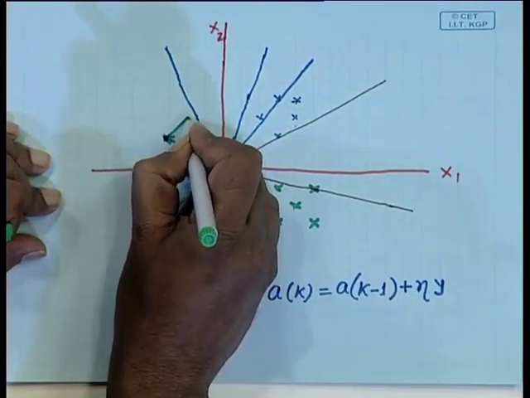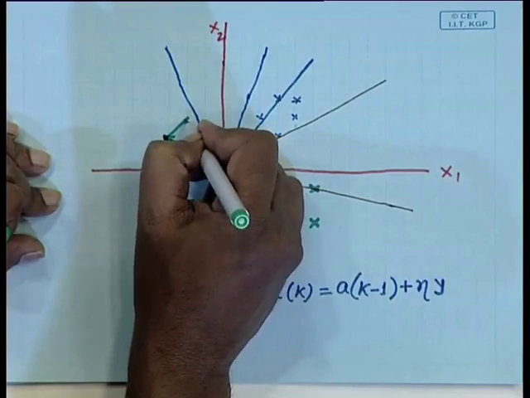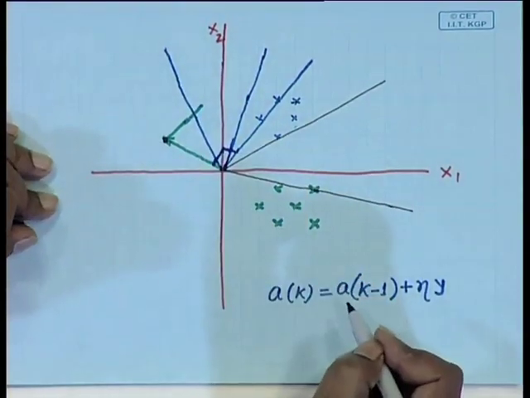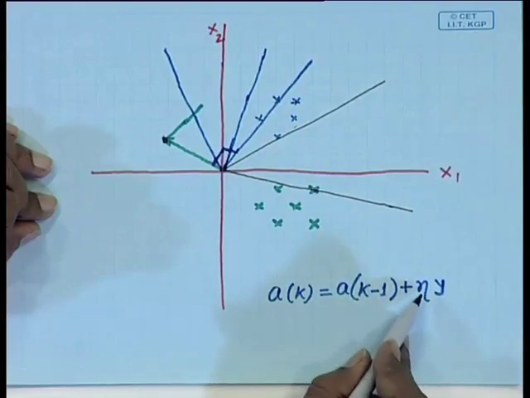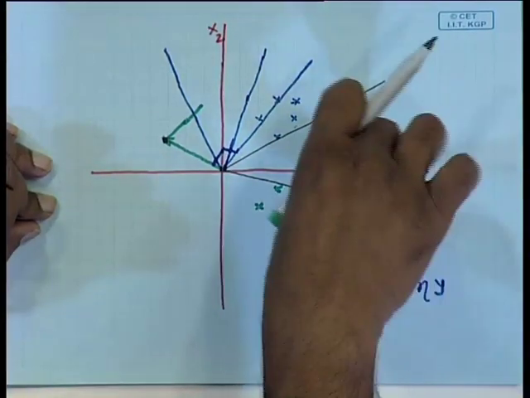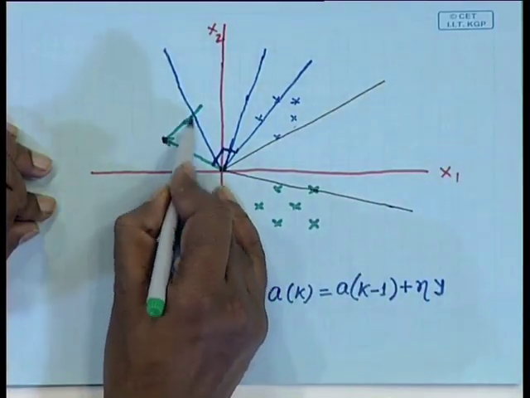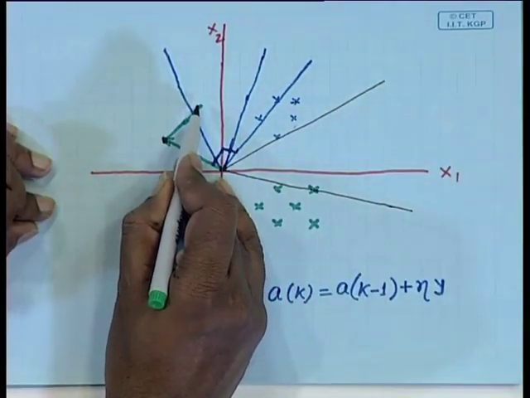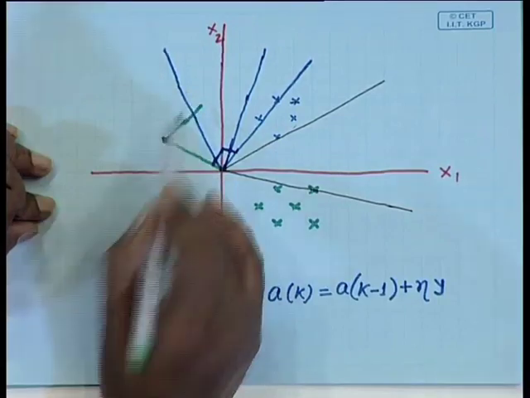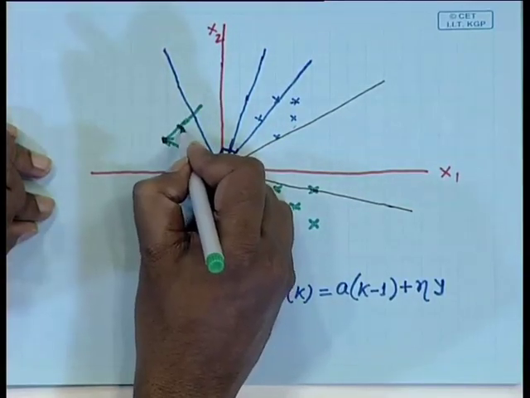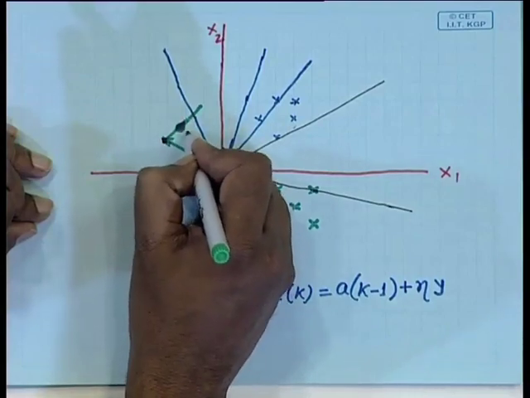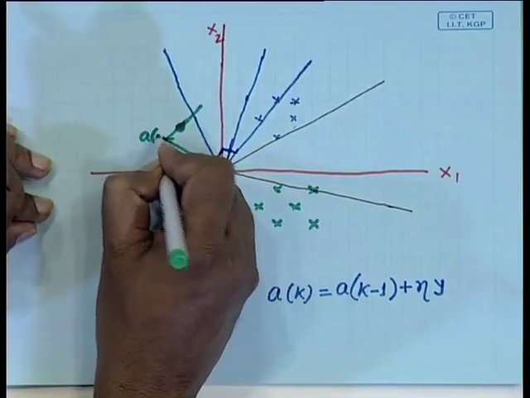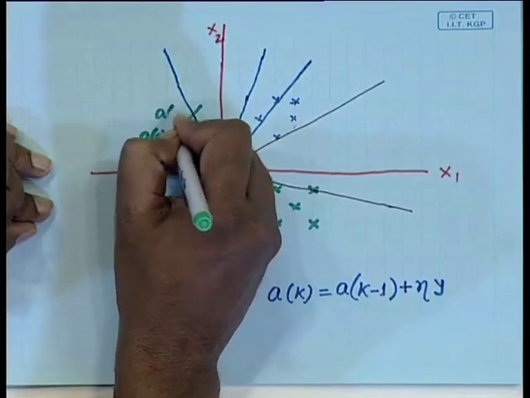So, this was my initial w, and now say w is moved to somewhere over here, into the decision region. That happens if this eta is such that the scale factor imposed on y pushes the vector into the decision region. Or suppose the vector has been pushed somewhere over here, so it is outside the decision region. This was my A 0, and now this has become the position of A 1.